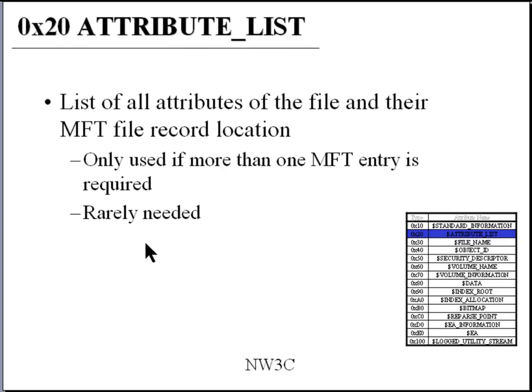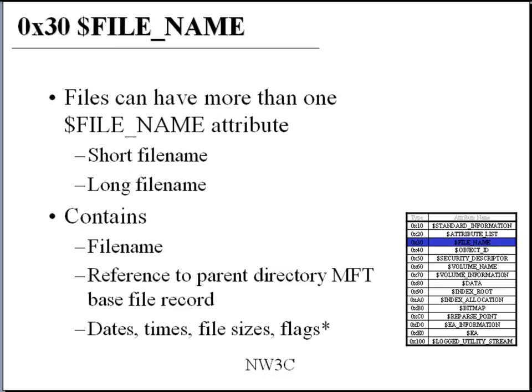Okay, the attribute list lists all the attributes of the file and their master file table record location, and that's only used if more than one master file table entry is required, and that is rarely needed. I can't think I've ever seen that being used. And of course, we have the file name.